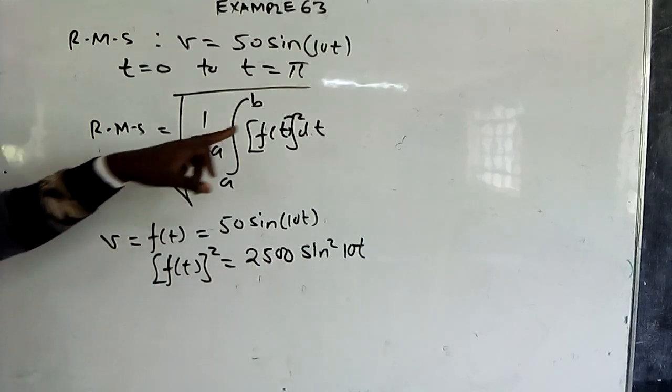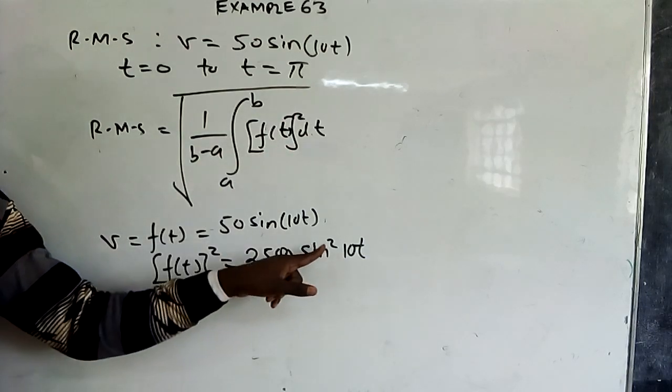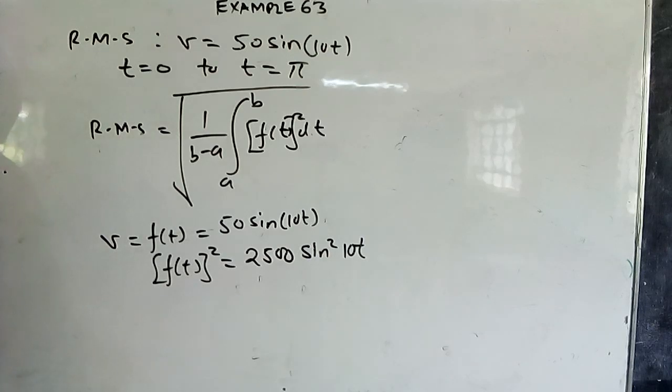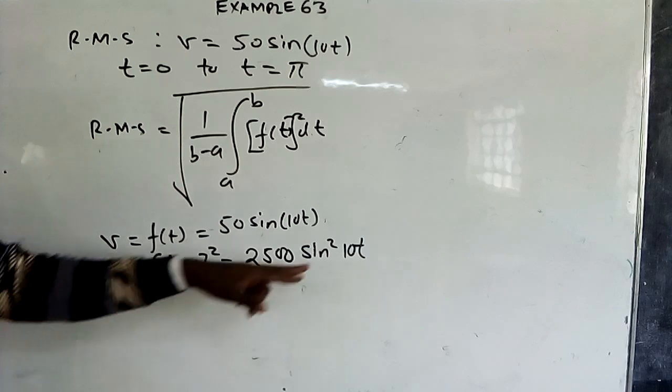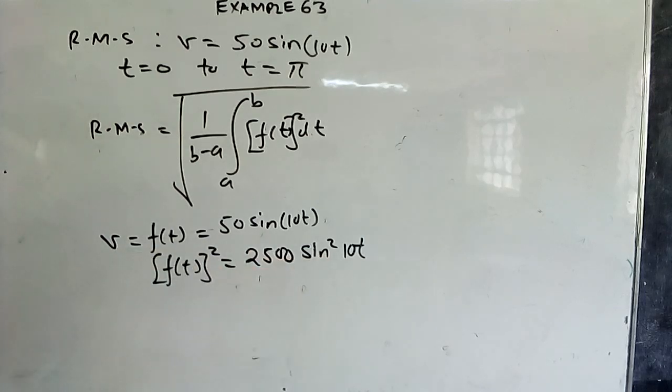But you are going to integrate f of t squared, and you cannot integrate a sine which is squared. So you go to the concept that when it is squared, you use the double angle. The double angle here is the double angle of the cosine.